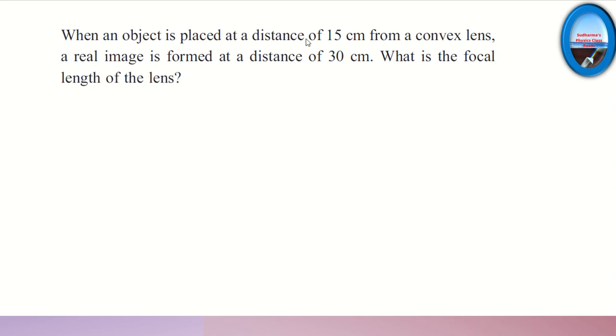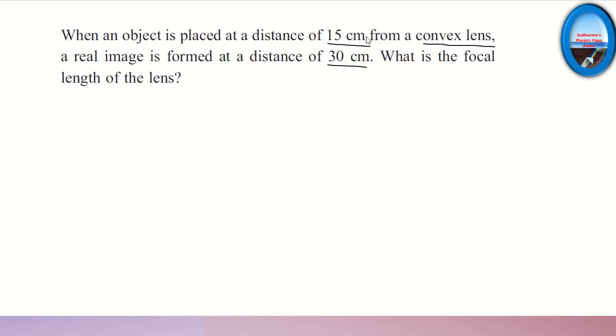When an object is placed at a distance of 15 centimeter from a convex lens. So when you read the question, understand what it is. When an object is placed at a distance of 15 centimeter from a convex lens, a real image is formed at a distance of 30 centimeter. What is the focal length of the lens? So what are the quantities given here? Now let's try to apply it with proper sign.